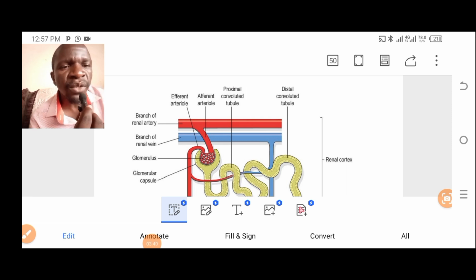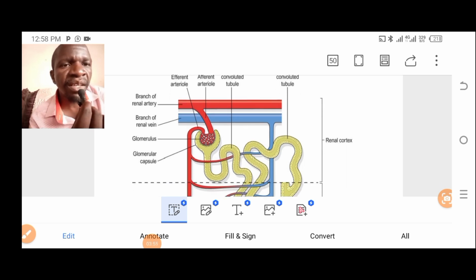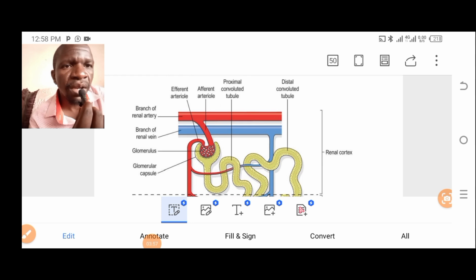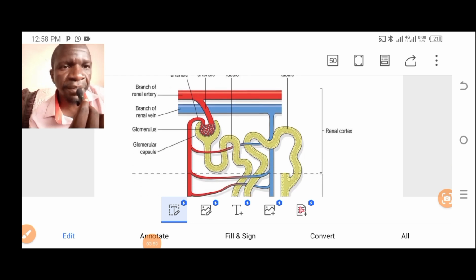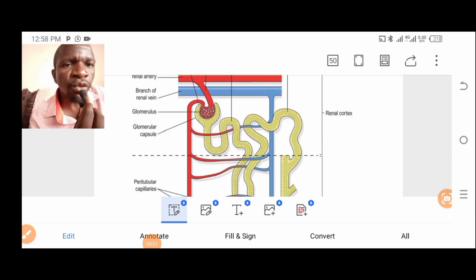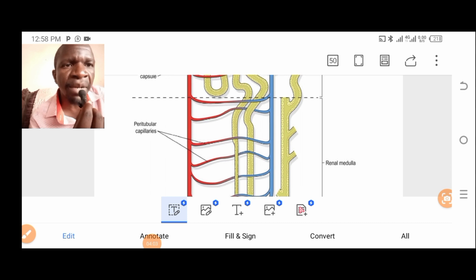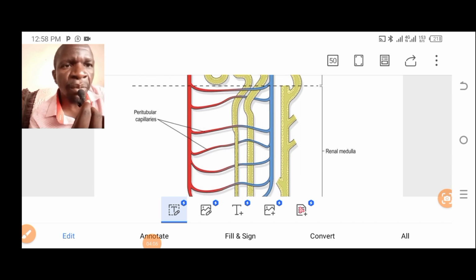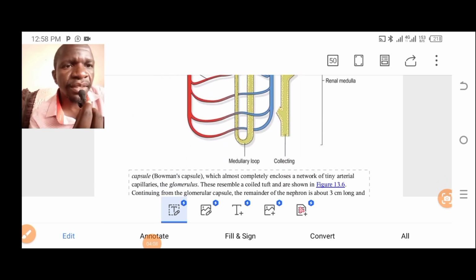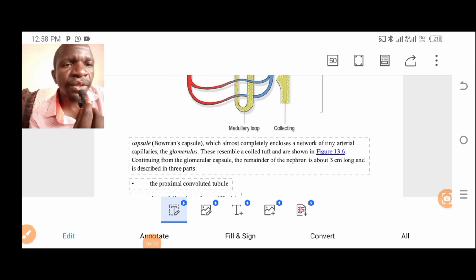These will combine again to form what we call the efferent arteriole. The efferent arteriole will leave the Bowman's capsule or the glomerular capsule. When the efferent arteriole leaves, it then forms what we call the peritubular capillaries. These are the peritubular capillaries. So generally this is your nephron.